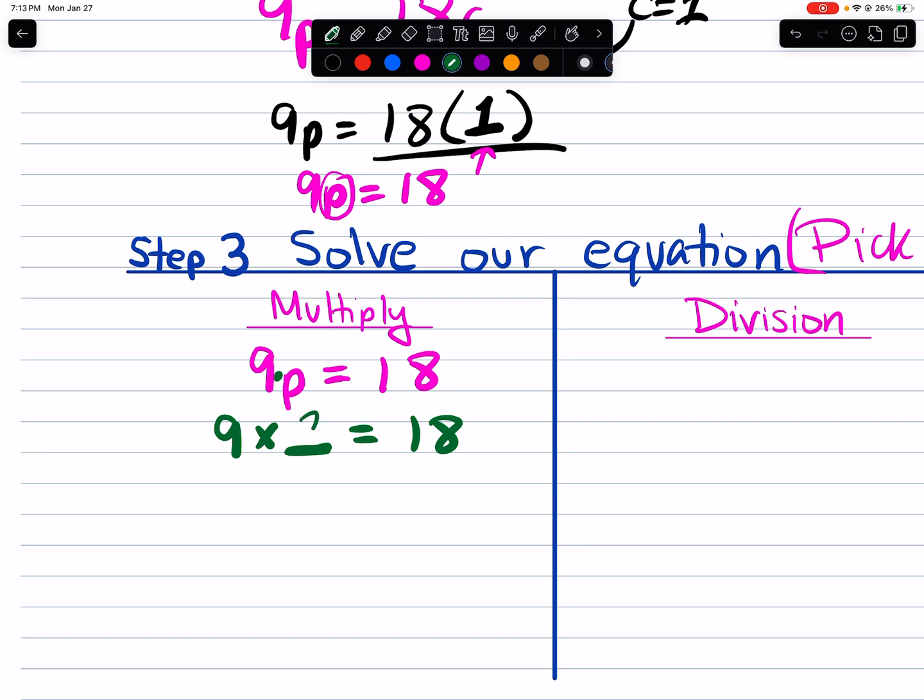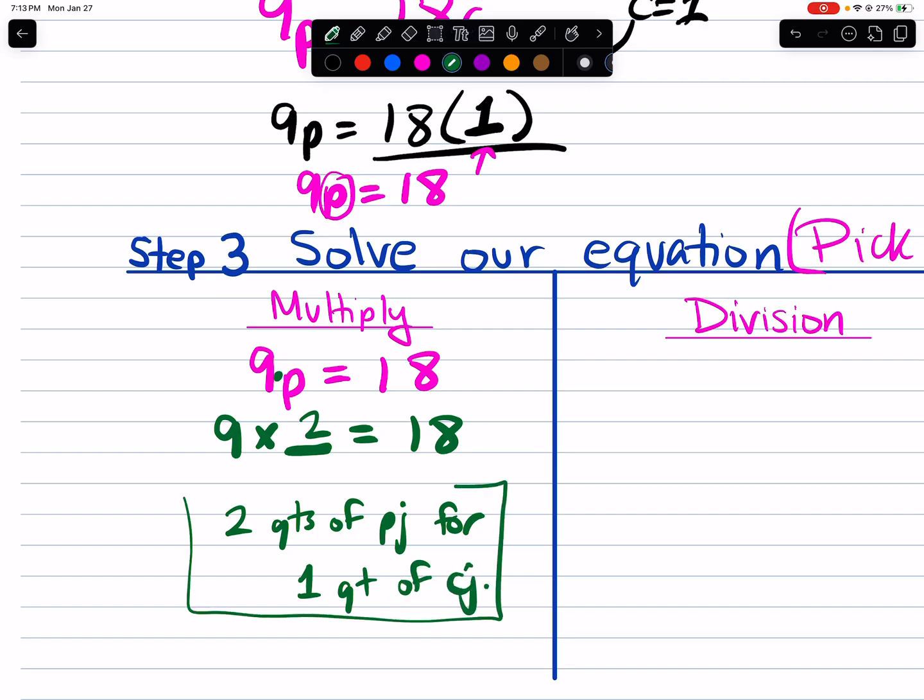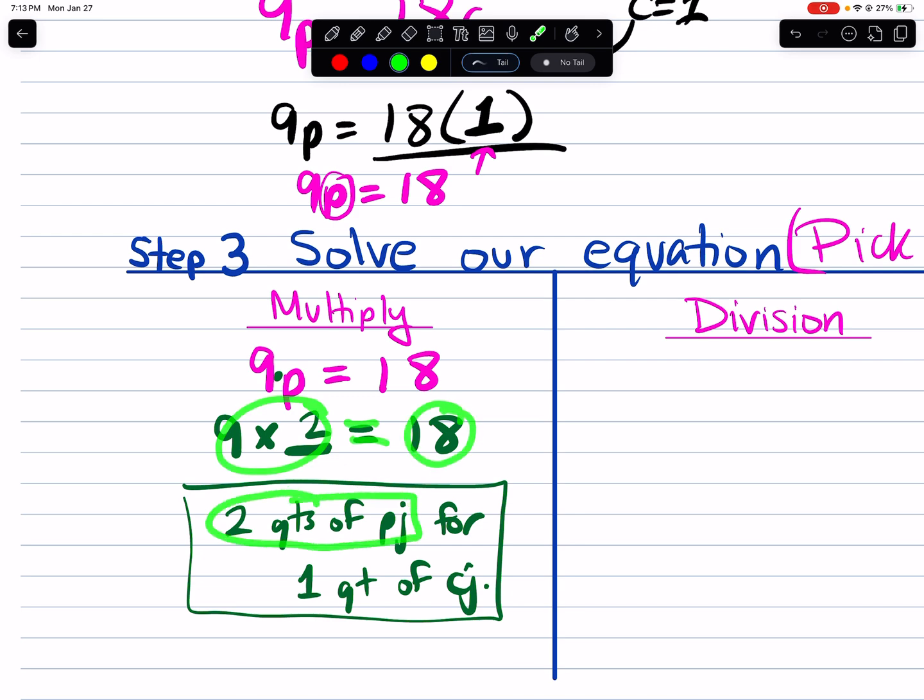So I know that 9 times 2 is 18. So that means 2 quarts of PJ, papaya juice, for 1 quart of carrot juice, CJ. That means that when C is equal to 1, we need 2 papaya juice to make both sides of the equation equal. 18 has to equal 18. That's why 2 quarts of papaya juice works for 1 quart of carrot juice.